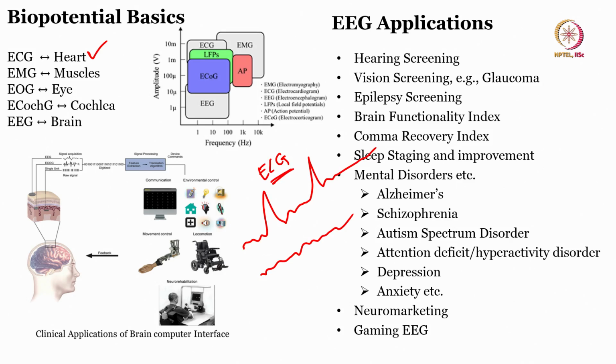ECOG is electrocorticography. ECOG is electrocochleography. So based on your application and what you want to measure, there are different aspects of recording this biopotential. As I mentioned, ECG for heart, EMG for muscle, EOG for eye, EEG for brain, and ECOG for cochlea. Considering the scope of this particular subject, we'll focus more on the brain.